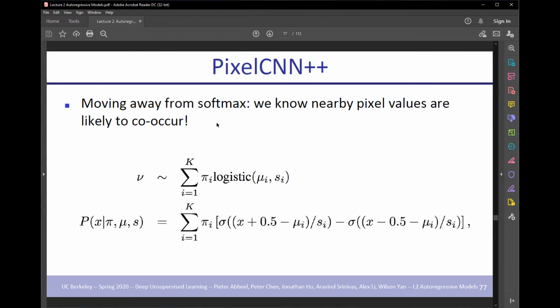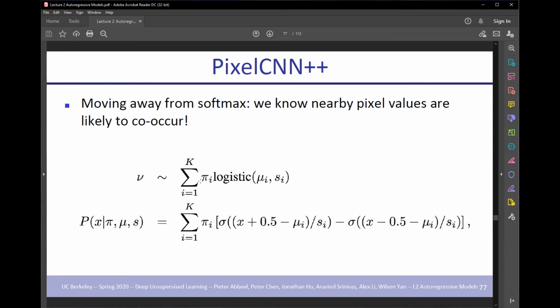So that's one of the ideas, and the way they implement it is to make the output value, instead of softmax sampling, change it to the sigmoid and a combination of sigmoids, if you will, which then leads us to the probabilistic distribution, the density, and the density is expressed by this equation down below, assuming that the distribution we are parameterizing is a combination of sigmoids.